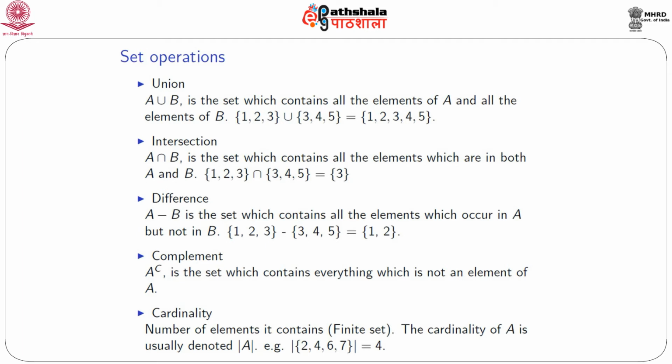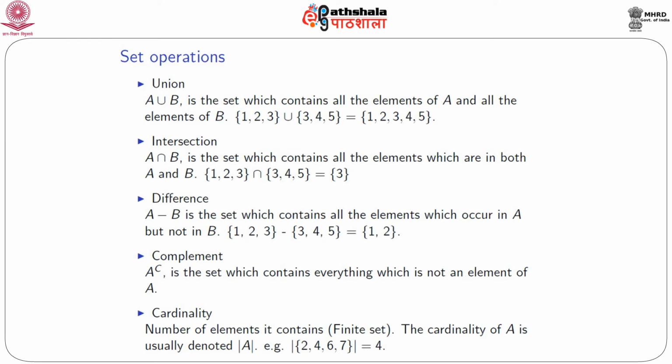Similarly, we can define intersection. A intersection B is the set which contains all the elements which are in both A and B. For example, if the sets we have are {1, 2, 3} and {3, 4, 5}, just like the previous one, and I take the intersection, the common element which is in both A and B is 3. So, we will have a singleton set with element 3. This is the intersection of A and B.